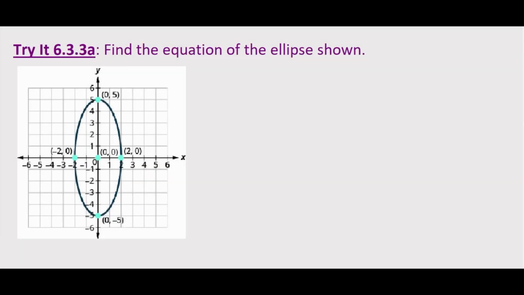Now we've looked at graphing ellipses that are centered at the origin. Now we're going to look at, if we're given the graph of an ellipse, how to find the equation of that ellipse. So remember, our standard form is going to be x squared over a squared plus y squared over b squared equals 1.